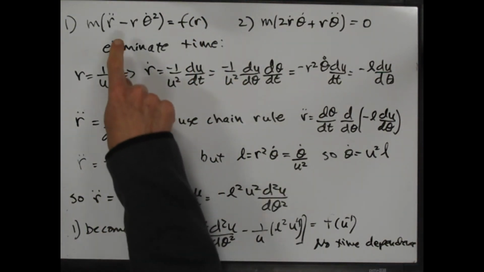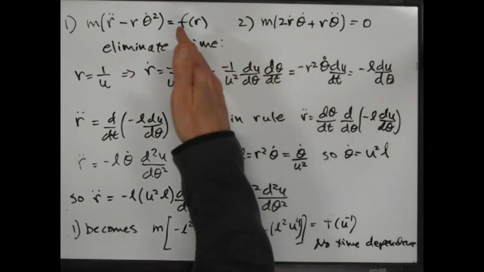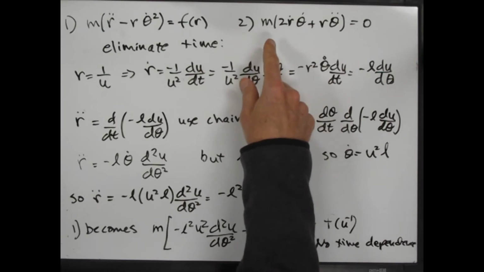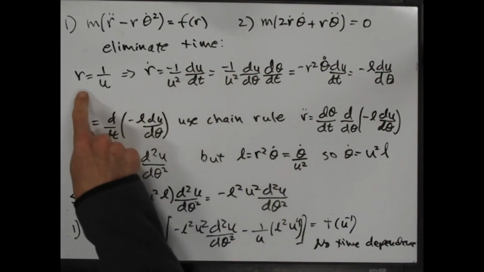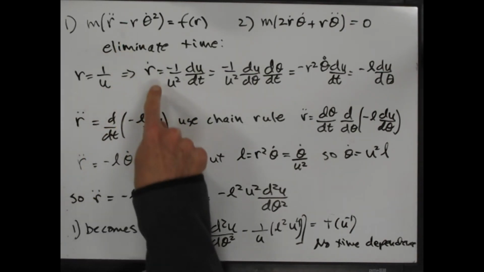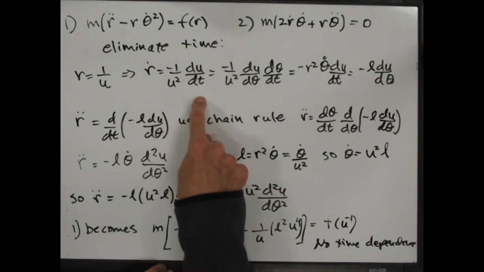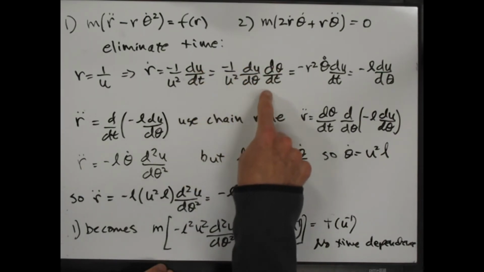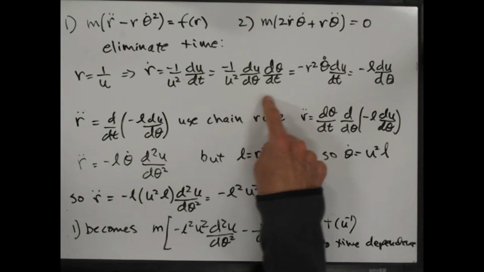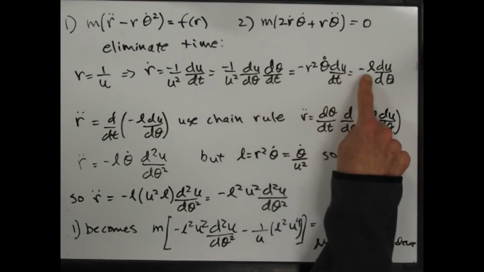And so the first thing we're going to do here is eliminate time. We're going to end up ultimately with a solution in r and theta, which will give us the shape of the orbit. And so we eliminate time by doing this substitution. We replace r with 1 over u, and that gives r dot is minus 1 over u squared du dt. And then we're going to use the chain rule on that, and write du dt as du d theta times d theta dt times minus 1 over u squared. D theta dt is theta dot. And so r squared theta dot is just L.